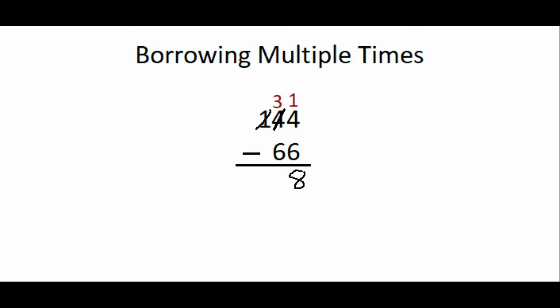First, we're going to cross out 1, and 1 becomes 0. And the 1 we just borrowed goes here over the 3. And now we have 13. And we can subtract 13 minus 6. 13 minus 6 is 7.